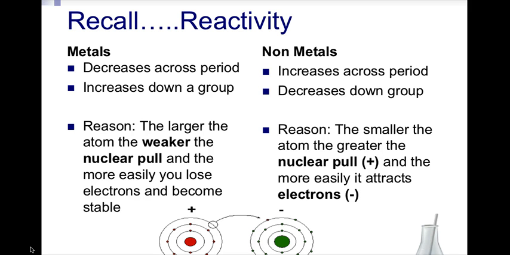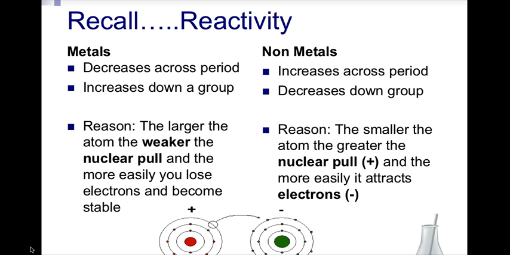This is because the larger atom has a weaker pull on the nucleus, and therefore it is easier to lose electrons and become stable. Nonmetals, on the other hand, increase in reactivity as we go across a period. They will decrease in activity as we go down a group.